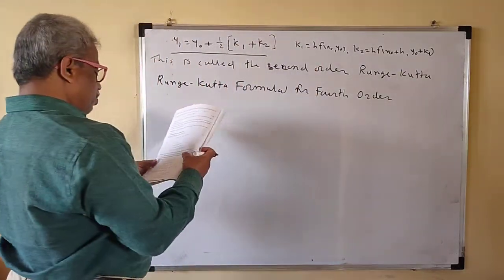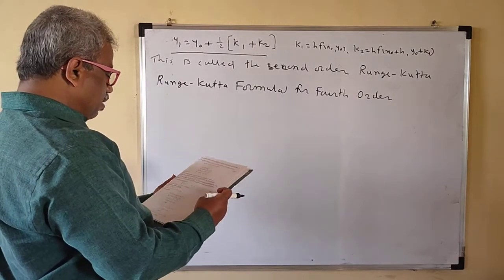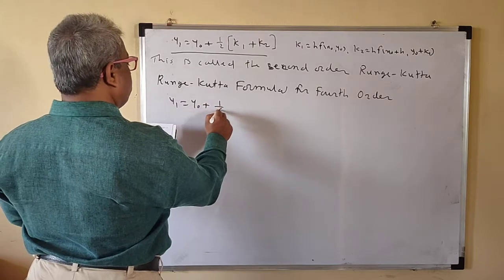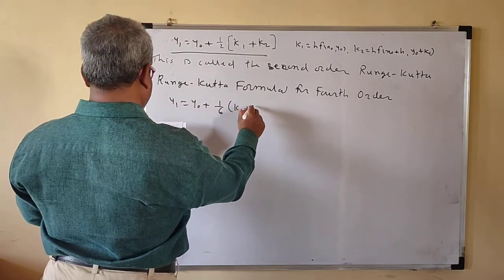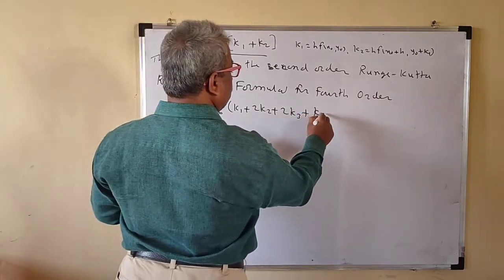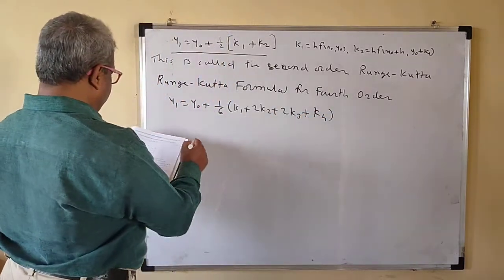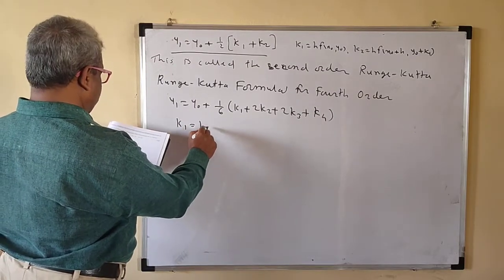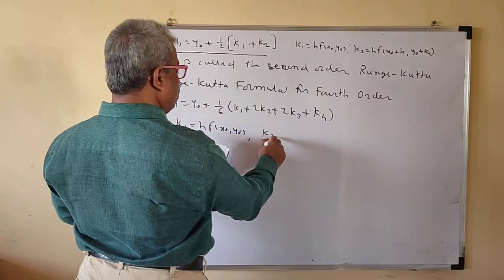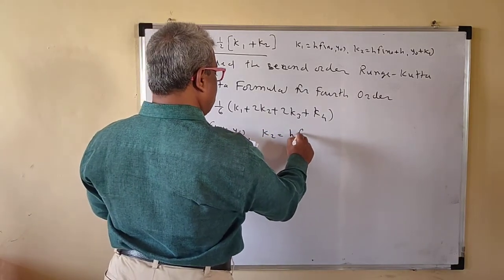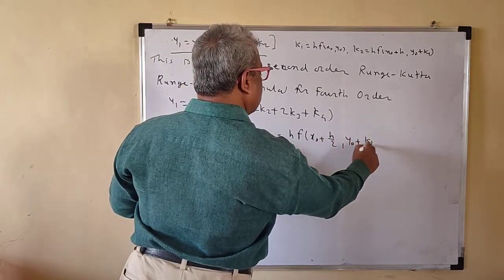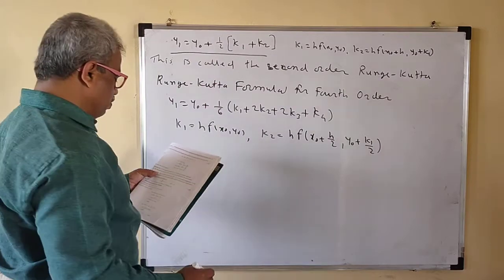We just write the formula, because we only have to apply it. That is y1 is equal to y0 plus 1/6 of (k1 plus twice k2 plus twice k3 plus k4). You have to write only the formula now. Your k1 is equal to h f of (x0, y0). Your k2 is equal to h f of (x0 plus h by 2, y0 plus k1 by 2). Remember this is k1 by 2.